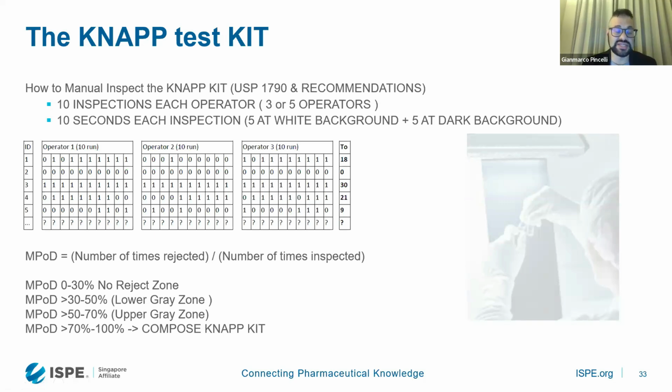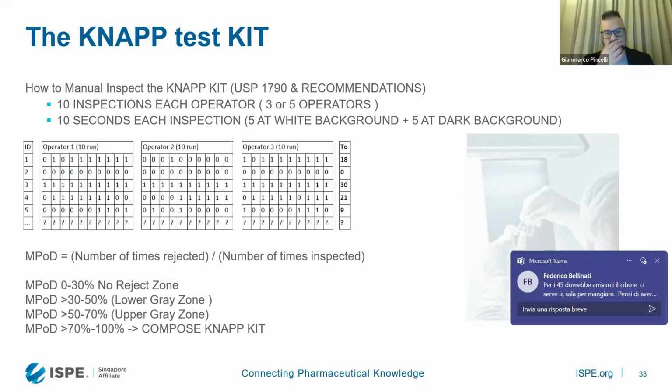The machine gives you the result: this container was rejected 87%, this was rejected 95%. So you can compare number with number, really easy. As well, you have the operator false rejection rate and the machine false rejection rate, so you can really easily compare; it's not very hard. If you make a proper NAP test kit and pass it to the operator, and to the machine multiple times, you have a chart with manual inspection results and machine inspection results.